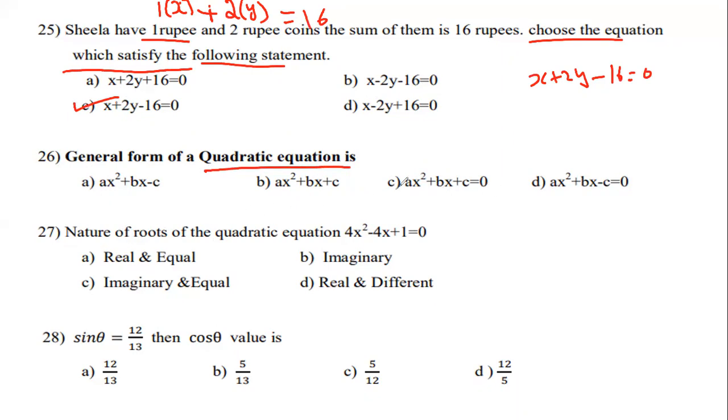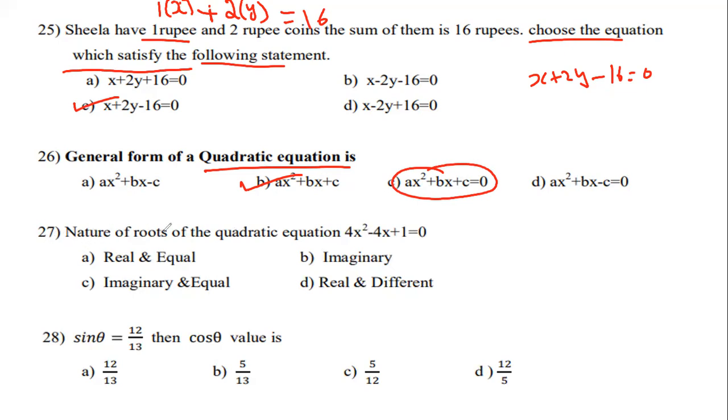Next, 26th question, general form of a quadratic equation. What is the general form? ax square plus bx plus c equals 0. This is what we use for finding the roots. So the general form is ax square plus bx plus c. Don't get confused here for these types of questions.